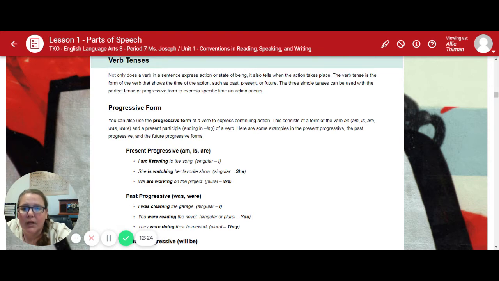Progressive form. You can also use the progressive form of a verb to express continuing action. This consists of a form of the verb be, am, is, are, was, and were, and the present participle, ending in ing, of a verb. Here are some examples of the present progressive and the past progressive and the future progressive forms.